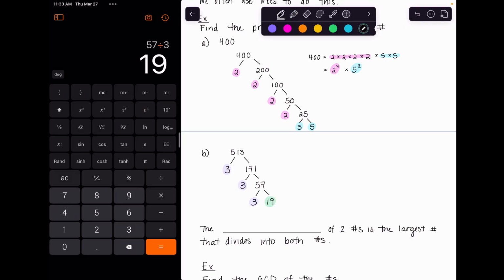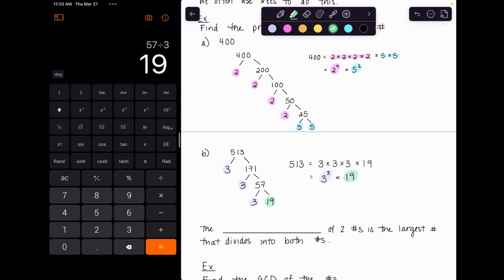So really our prime factorization for 513 is we can write this as those ends of the branches, which is 3, 3, 3, and 19. So really that prime factorization is I have 3 3's and I have a single 19. Okay.